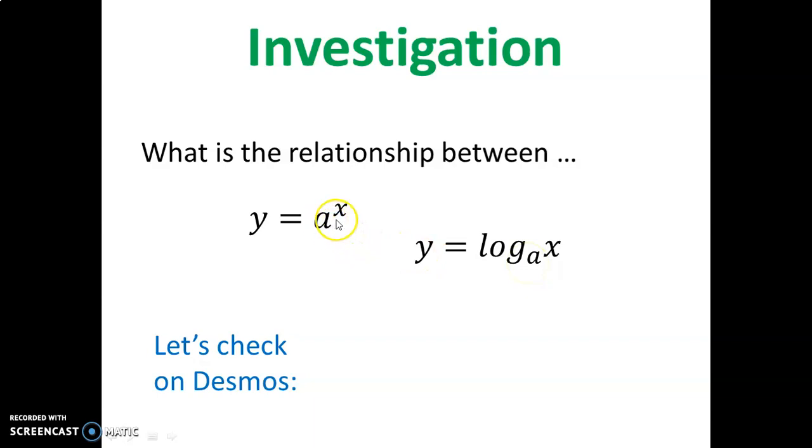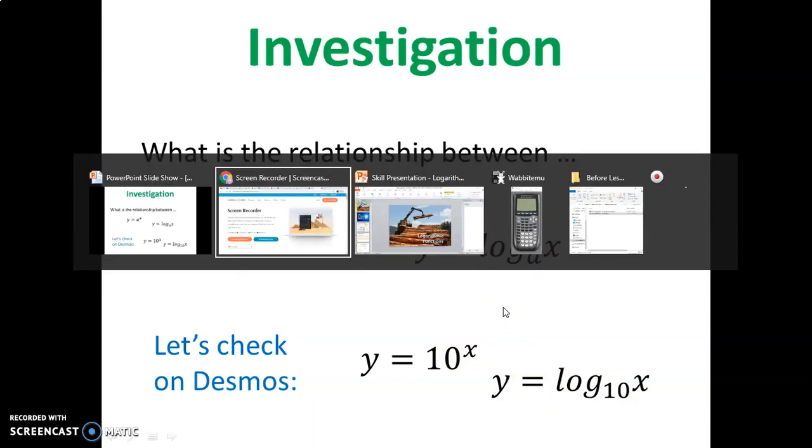Well, we can't exactly graph something with an unknown base, so we're going to say, okay, well, let's use a common base. And like I said before, a common base is 10. So we're going to graph 10 to the x, which is like our a to the x, and log base 10 of x, which is using the same base in the log. So we're going to graph these two and see if we can notice any relationships. Let's go to Desmos now.